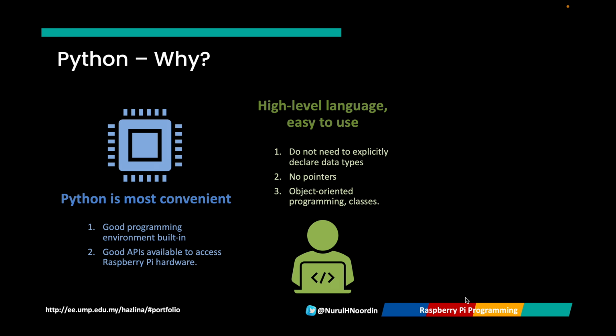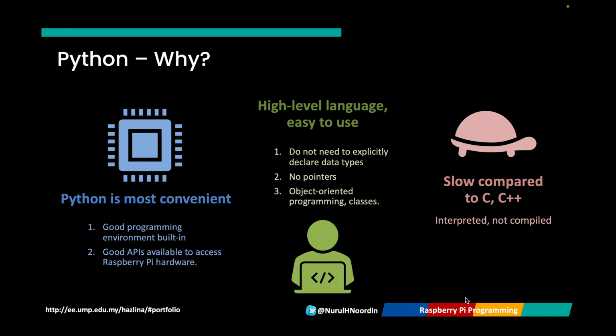Python is a high-level language, which means you don't need to worry about low-level memory management. Unlike C or C++, you don't have to explicitly declare data types, such as integers or floating points, before using them. Another advantage is that Python doesn't use pointers, which eliminates a common source of programming errors in C and C++. Python supports object-oriented programming. It allows the use of classes and objects, making code modular, reusable, and easier to manage.